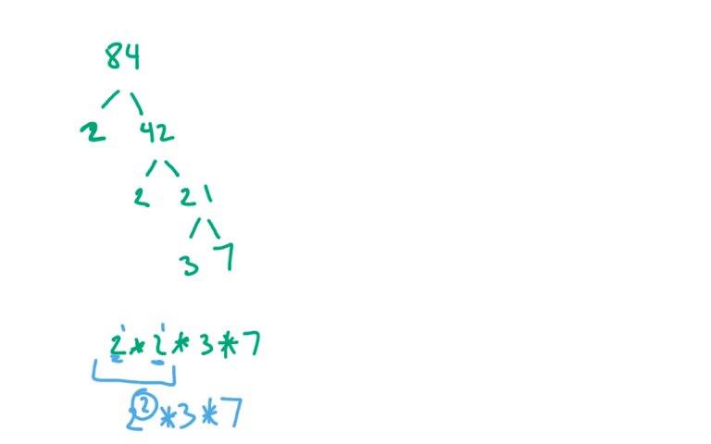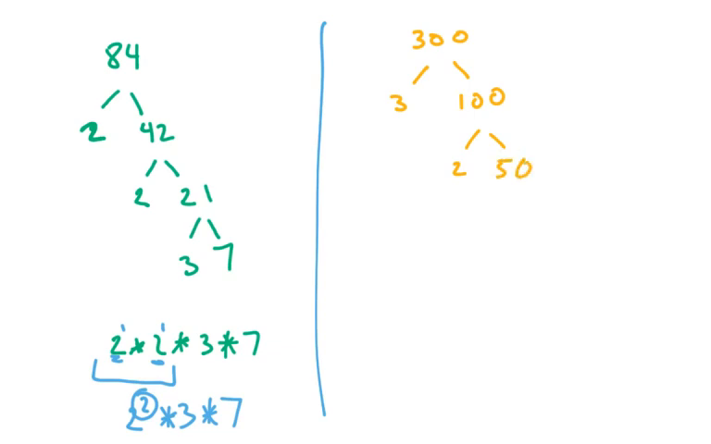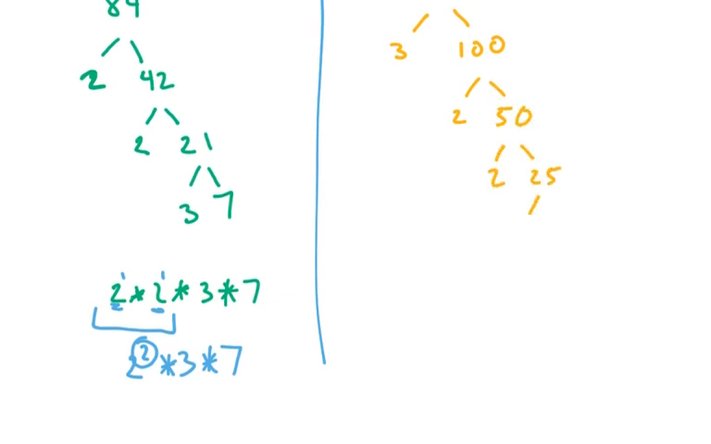So the other example they gave is 300. So let's do 300. Again, I'm not going to overthink it. I'm actually going to start with 3, because I think 3 and 100 is easier than 2 and 150. But if you thought 2 and 150, that's fine. I'm going to go 2 and 50 now, and then 2 and 25. I know it's even, so I keep breaking it down, and then I know it's 5 and 5.